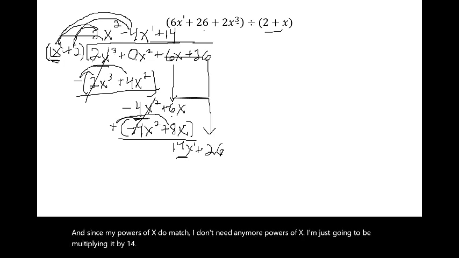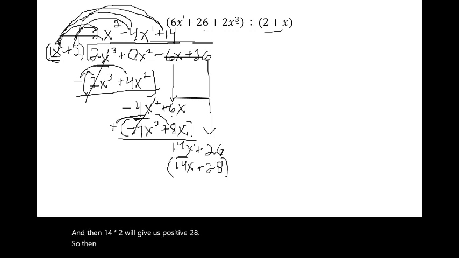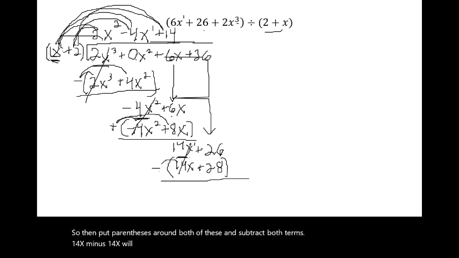So when I multiply, I'm going to remember to distribute. So I'm going to take 14 times x, which is 14x. And then 14 times 2 will give us positive 28. So then put parentheses around both of these and subtract both terms. So 14x minus 14x will give you 0. And then 26 minus 28 will give you negative 2.